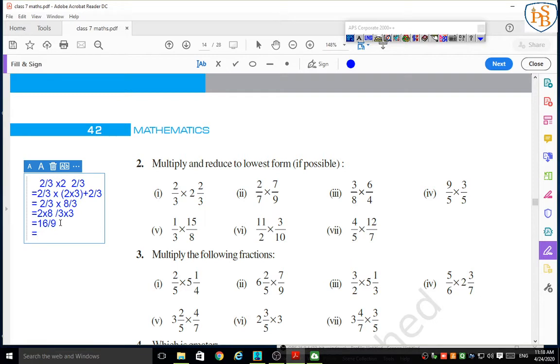Okay, if we divide 16 by 9, we get 9 ones are 9. So we have to write here 1. And 9 ones are 9, so 16 minus 9 we get 7. So 7 upon the denominator, which is the same 9. So like this we have to solve the other questions also.